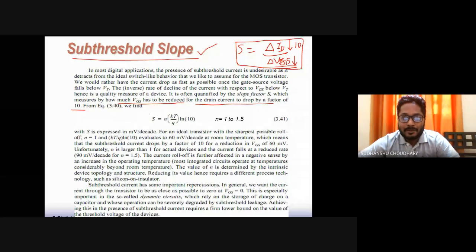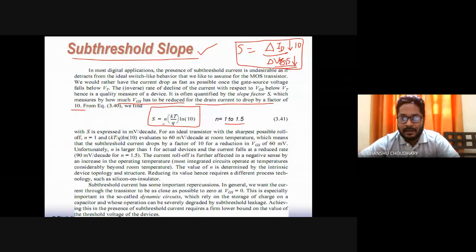Now this sub-threshold slope is given by this relation, where n is normally 1 to 1.5. If you keep n as 1, this sub-threshold slope comes out to be somewhere around 60 millivolts per decade at room temperature, which is actually the best possible sub-threshold slope. If you keep n equal to 1.5, the same sub-threshold slope comes out to be 90 millivolts per decade. So which is the best one? Whether 60 or 90 millivolts per decade is good.